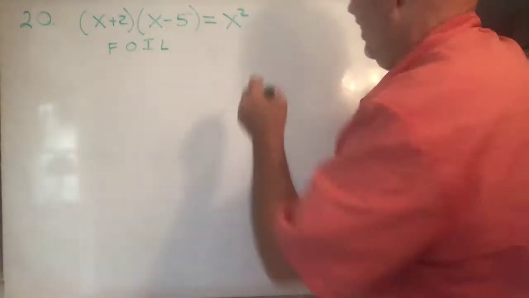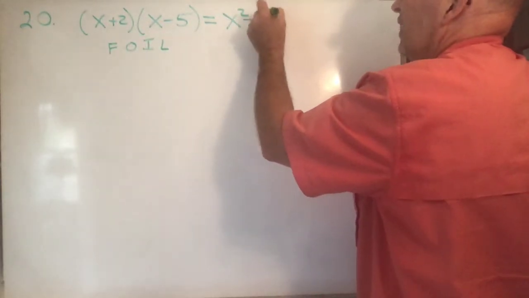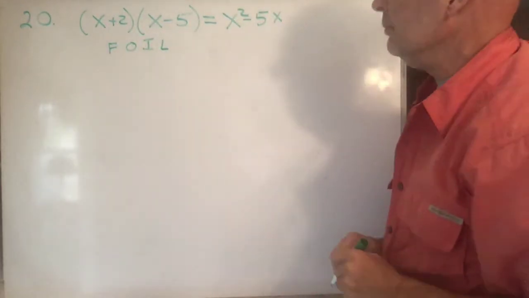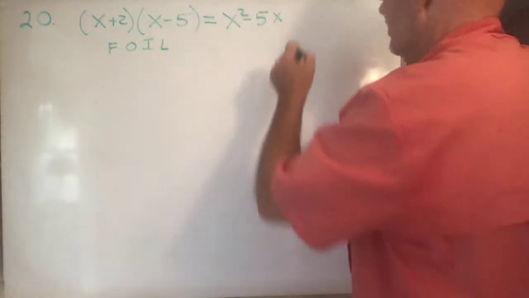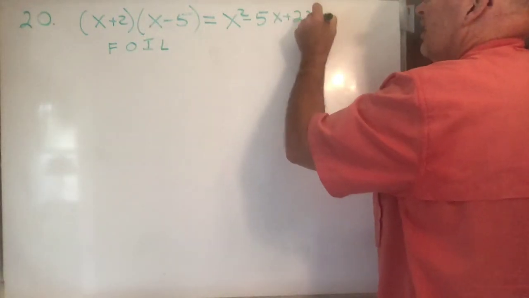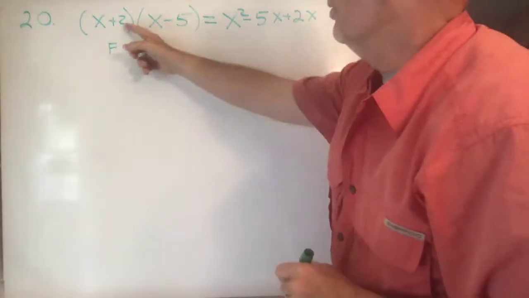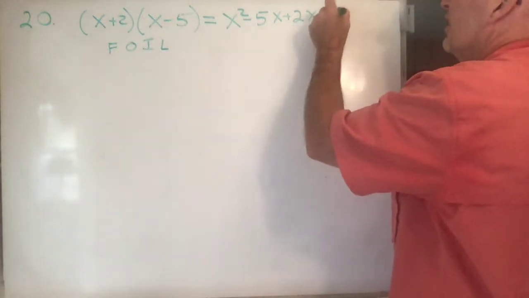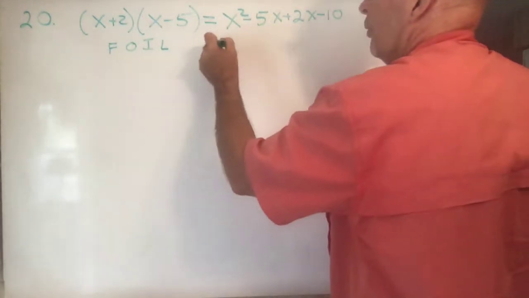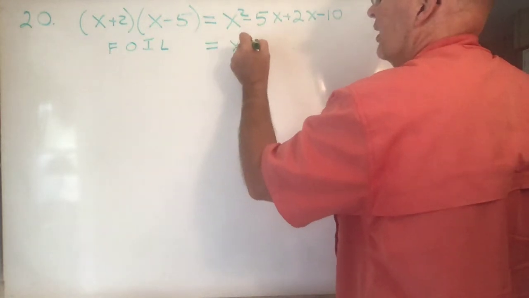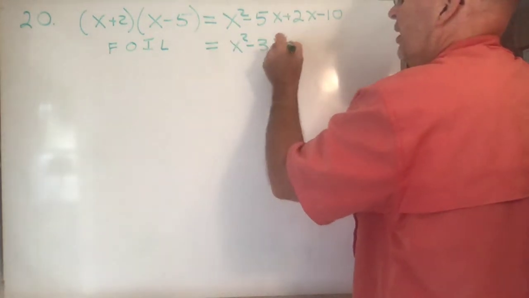Negative 5 times x is a negative 5x. 2 times x is 2x. And finally, 2 times negative 5 is negative 10. So if you pull it all together, you're going to get x squared minus 3x minus 10.